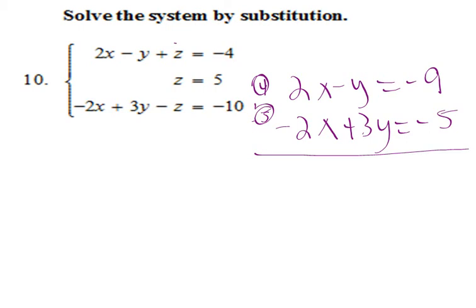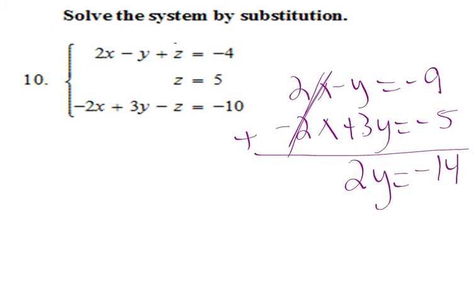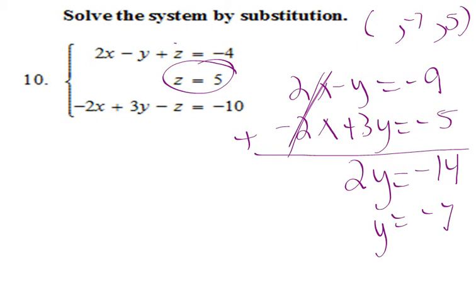So notice that if we just add equations 4 and 5, which I'm going to erase that, what happens is my x eliminates. So now I'm going to do that. So I get 3y minus y, which is a 2y equals negative 14. And so y is equal to negative 7. So I have my z already given to me, right? We're looking for an x, a y, and a z. So we've got z is 5. They already gave us that. We just got our y, which is negative 7. And now we just have to plug those two back into either equation to get our x.